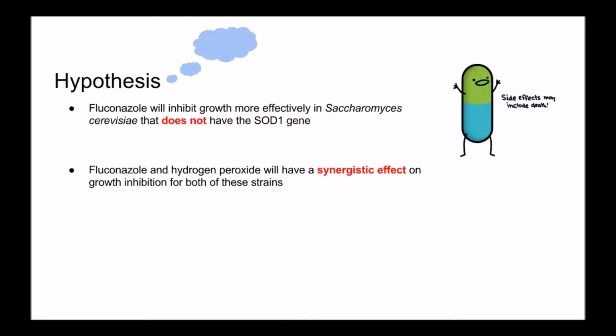Second, fluconazole and hydrogen peroxide will have a synergistic effect on growth inhibition for both of these strains. Given that our yeast cells don't like either of these compounds, we expect that both of these strains will have much less growth than treatment with only fluconazole or only hydrogen peroxide. We also expect the knockout strain to grow less than the wild type.